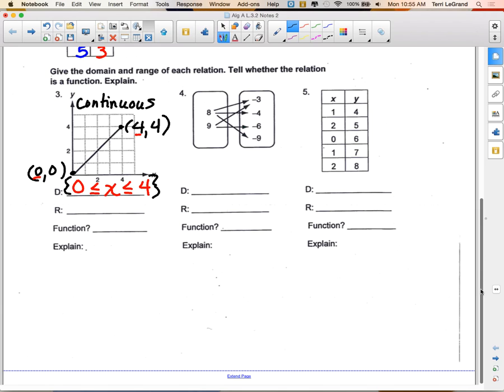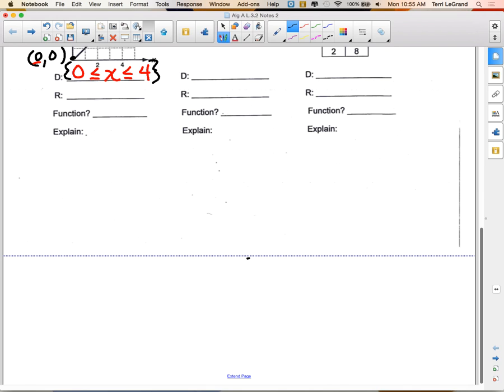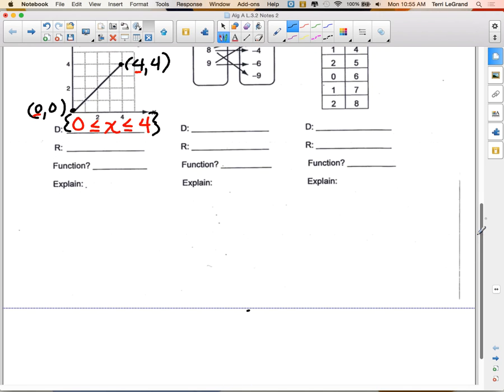Okay, now you try the range. What would the range be then? Using what we already practiced on Friday, see if you can identify the range correctly.